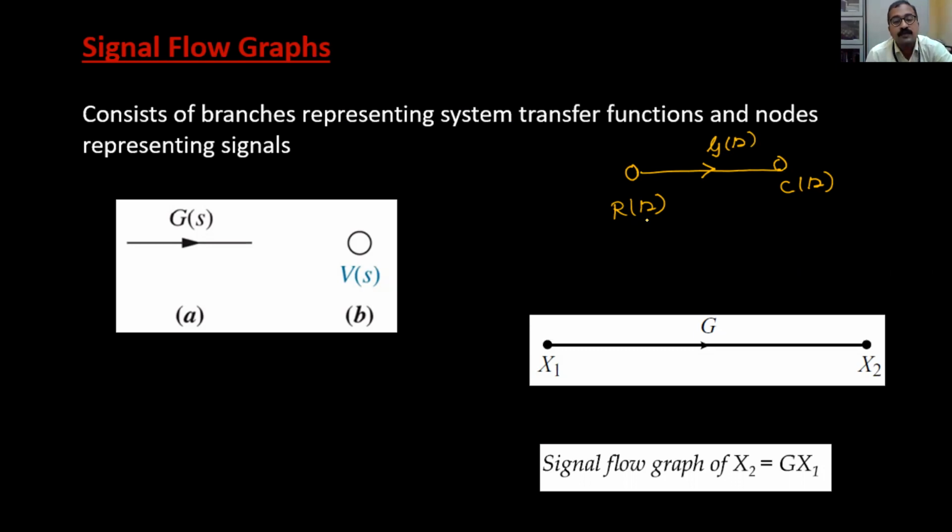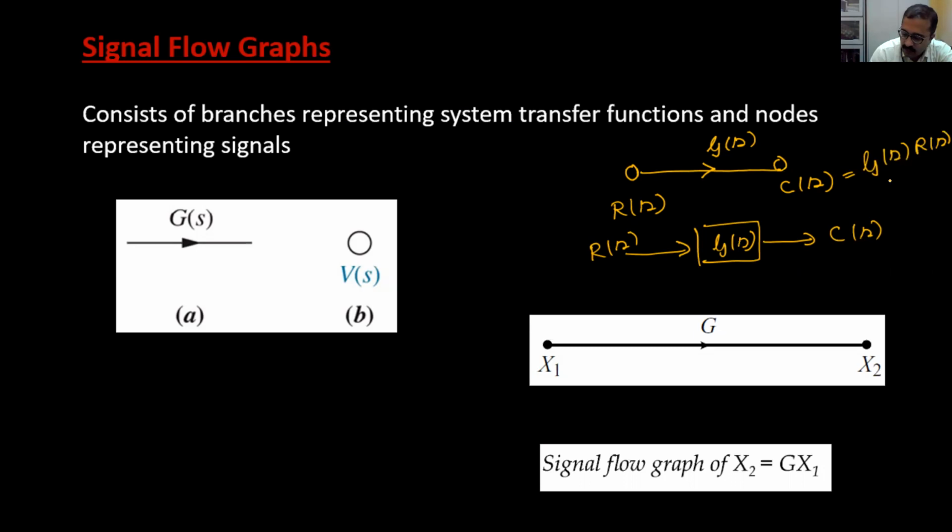And it has a one-to-one correspondence with the block diagram form. See, something like this. This is a block whose transfer function is G of S, input signal is R of S, and output variable is C of S. So what is C of S here? It will be G of S into R of S. Likewise, here C of S will be equal to G of S into R of S. So that's a one-to-one correspondence.